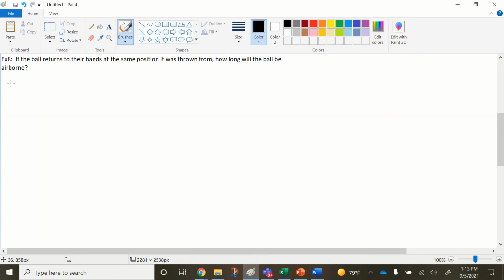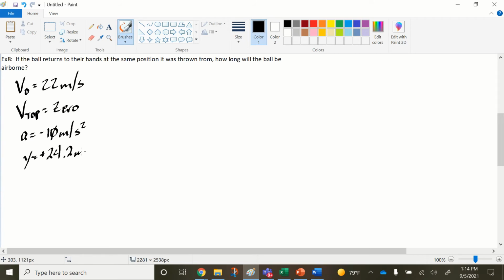I'm going to go back to my list of things that I know. I know that it was thrown up into the air with an initial velocity of 22 meters per second. I know the velocity at the top is going to be 0. I don't know what I'm going to be able to do with that, but I know it's going to be 0. I know acceleration is negative 10 meters per second squared. I know that my change in position was a positive 24.2 meters. I could label my initial position as 0, sure. I don't know t. That's what they're finally asking me for.